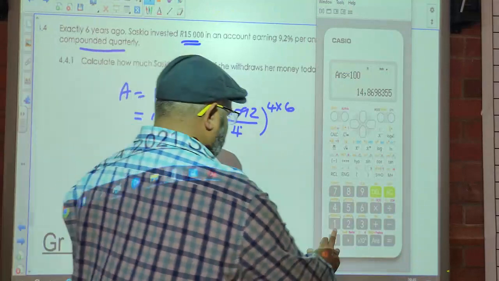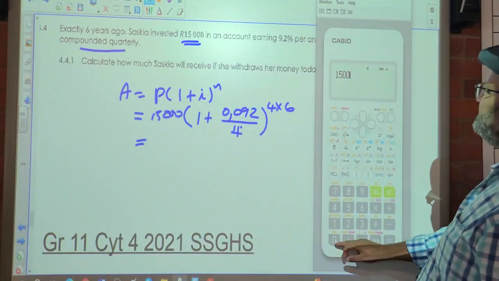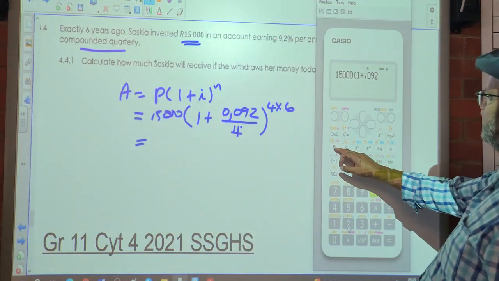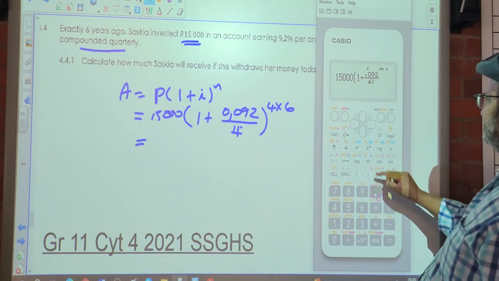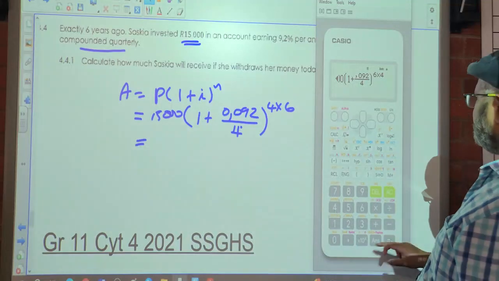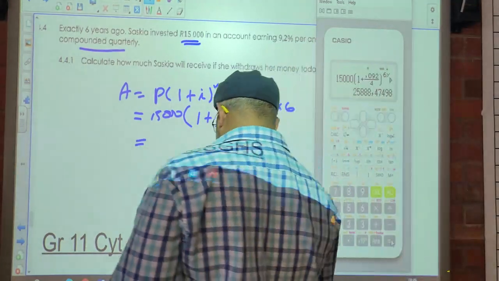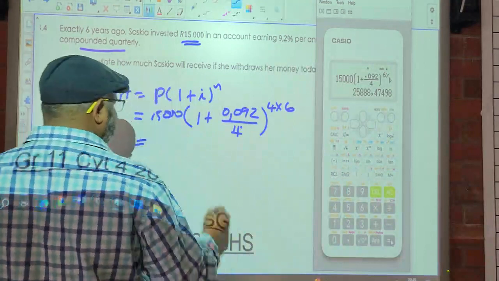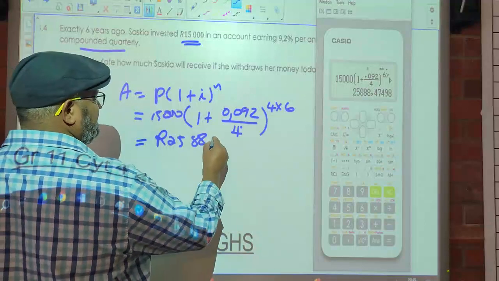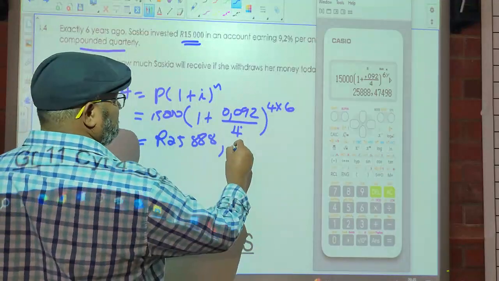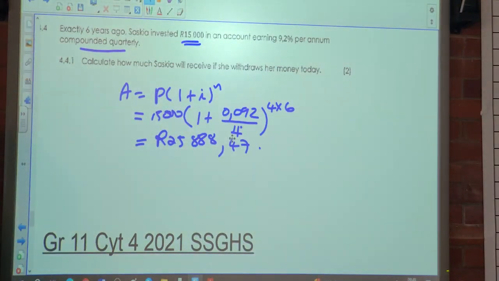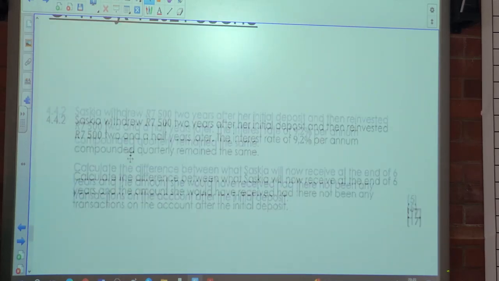Okay. So it's going to be 15,000 into 1 plus 0.092 over 4 to the exponent 4 times 6. It gives you 25,887 rand and 47 cents. Okay. Probably a follow-up question, yes?